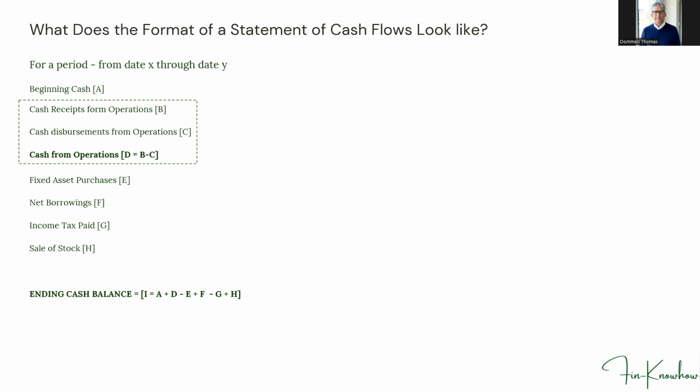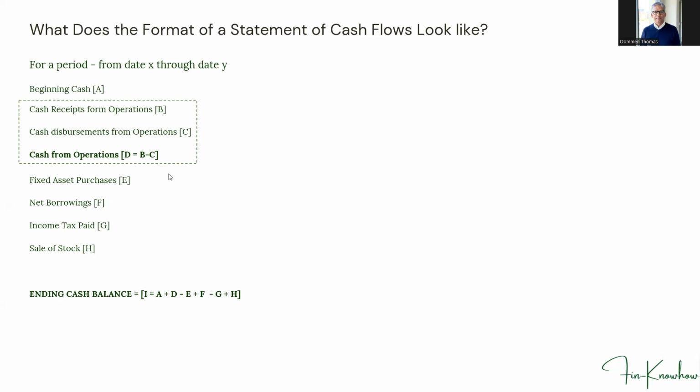The cash outflows or the cash disbursements are picked up next. And the difference between the two becomes the cash from operations, meaning the cash received as a result of the operation versus the cash disbursed as a result of the operation. The difference becomes cash from operations.